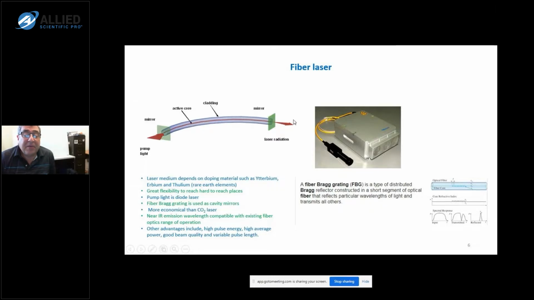And this is very useful because fiber laser is very flexible. It could reach hard to reach places. For example, for CO2 laser, it's not that simple to direct the beam. You need a system of mirrors or you need robotics. But this one, you can flex it and you can shine it anywhere you want. There are also other advantages, which include high pulse energy, high average power, good beam quality, and variable pulse length. This laser, fiber laser, is pumped by a diode laser.